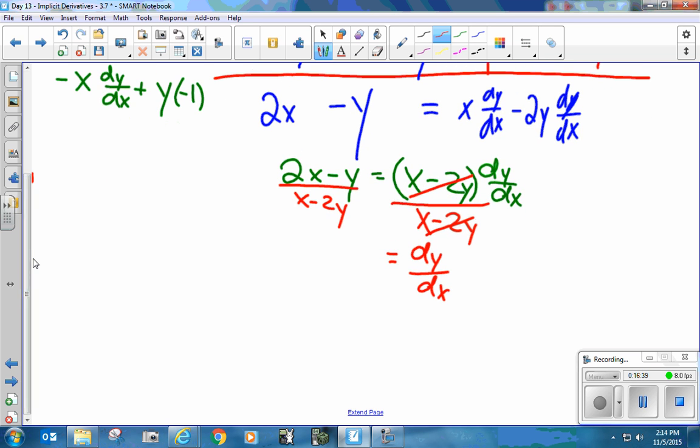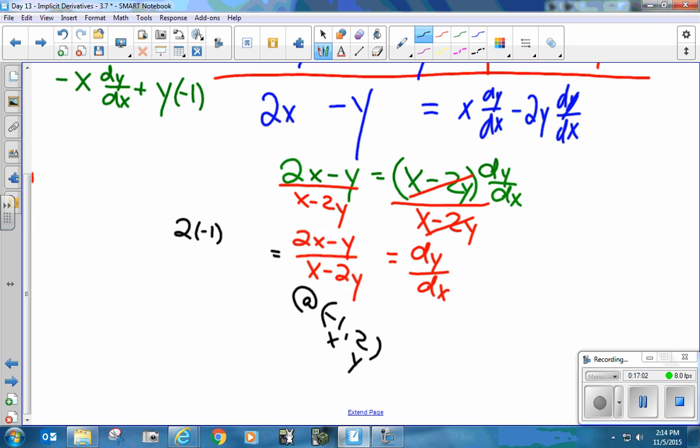Okay, so I have 2x minus y over x minus 2y. What's the coordinate they give us? At what point do they want the slope? That's the slope. So this is at the point -1 and 2. So that's my x and that's my y. So it is 2 times -1 minus 2, all over -1 minus 2 times 2.